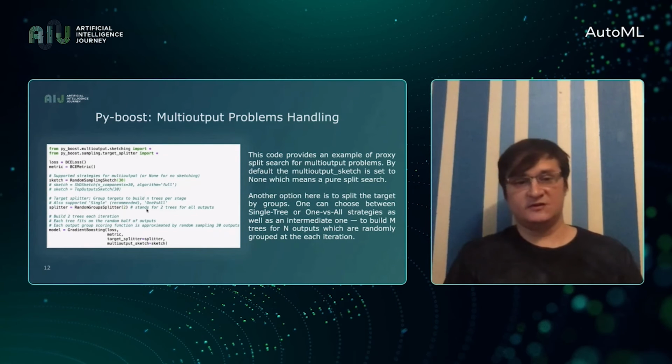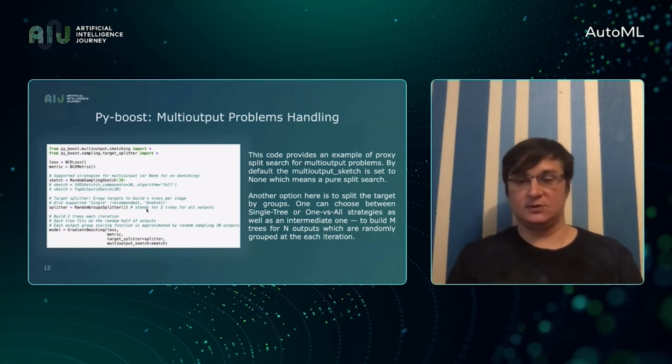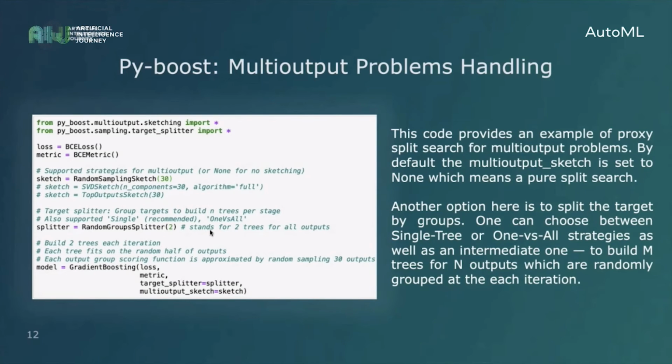And we also implemented this in Pyboost, in multi-output problems handling. And you can see an example of proxy split search for multi-output problems. By default, the multi-output sketch is set to none, which means a pure split search. A very interesting option present here is that we can vary the strategy. We can choose one versus all and work with multiple tasks, and that is not all.